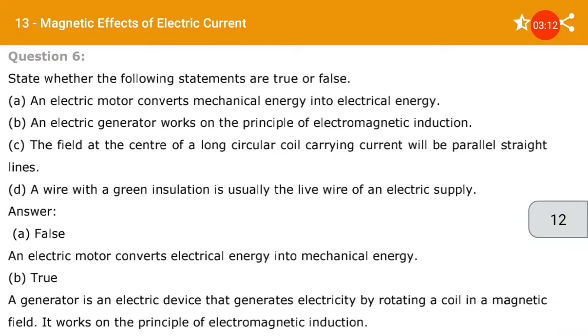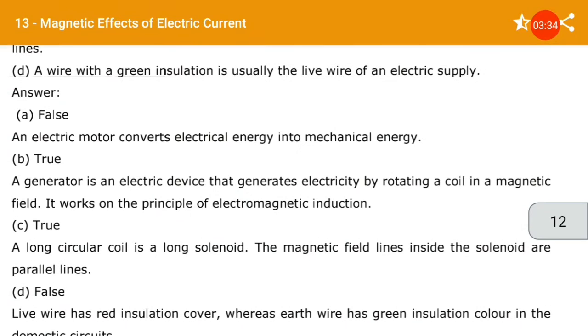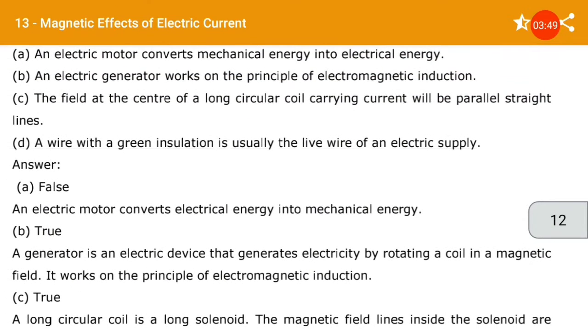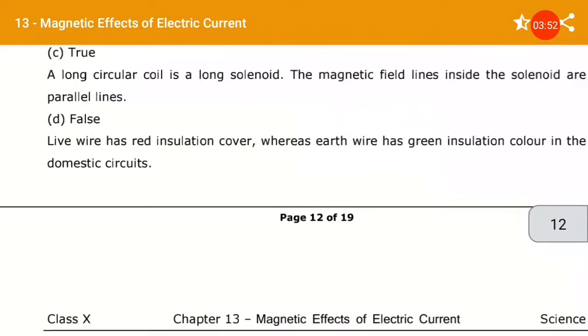Question number 6. State whether the following statements are true or false. First, an electric motor converts mechanical energy into electrical energy. It is false. Second, an electric generator works on the principle of electromagnetic induction. It is true. A generator is an electric device that generates electricity by rotating a coil in a magnetic field. That is why we can say that an electric generator works on the principle of electromagnetic induction.